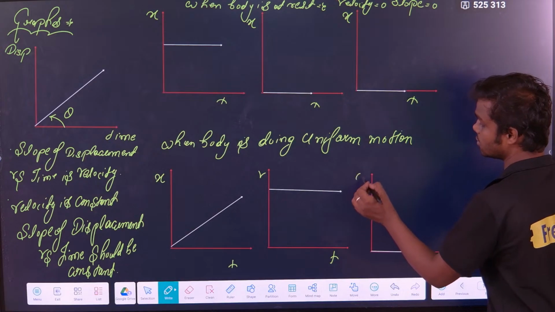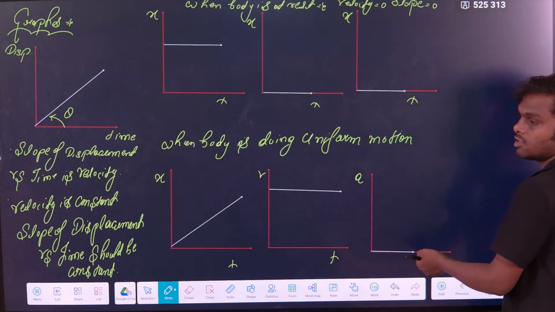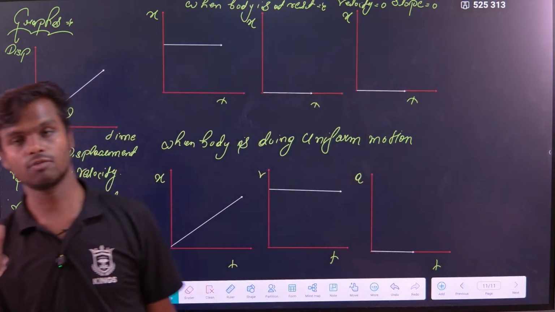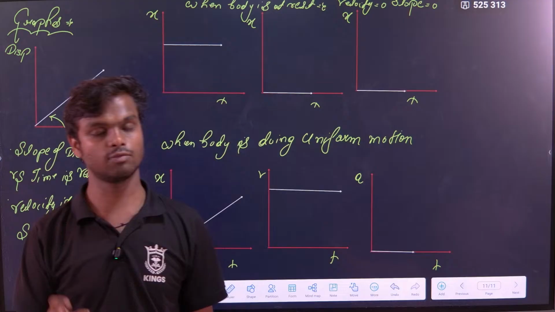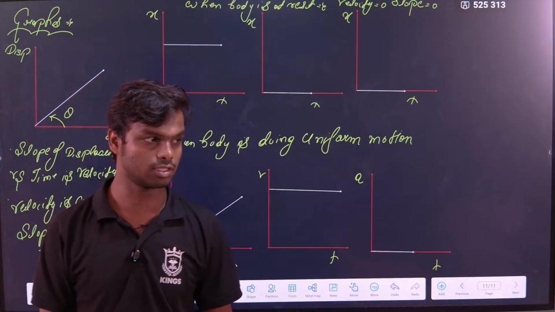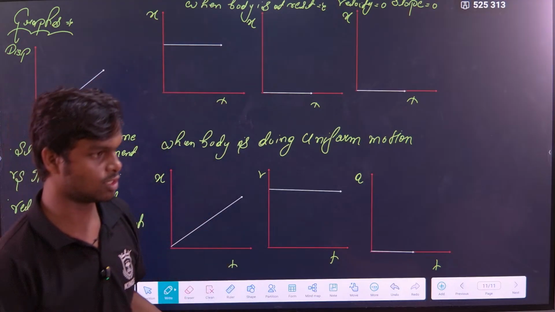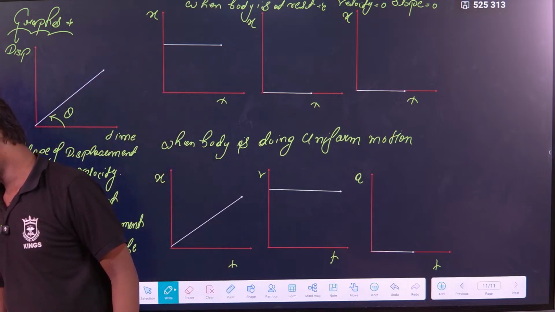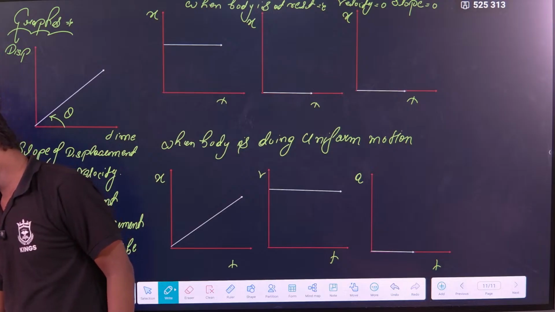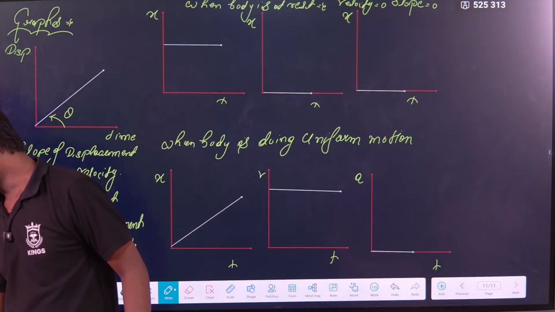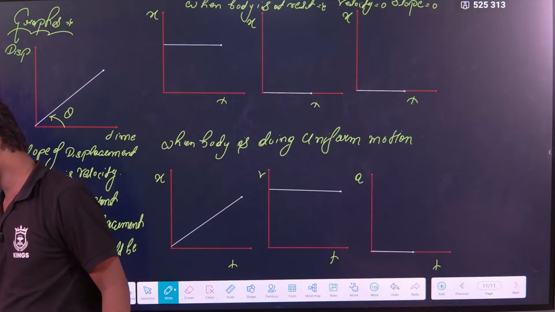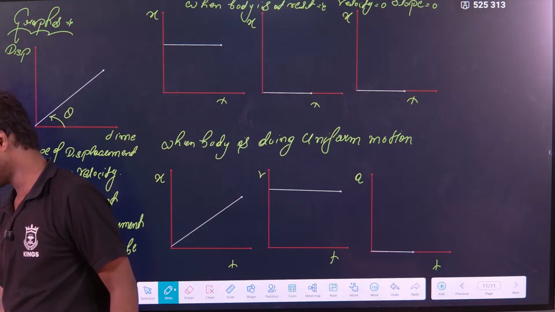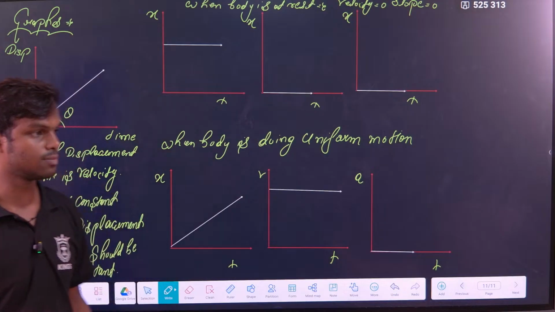Acceleration, what will be the acceleration? If the velocity is constant, the acceleration will become zero. Obviously, if the velocity is constant, then the differentiation of a constant with respect to time, I told you, what is the differentiation of a constant? That is zero. That means my acceleration will become zero in that case. So that is what I am trying to say by these graphs. Okay. Are you getting my point or not?